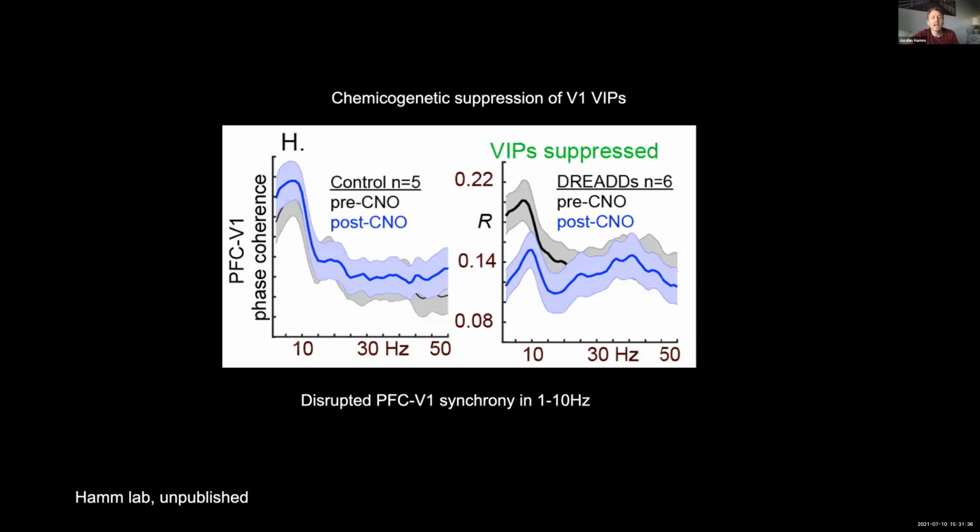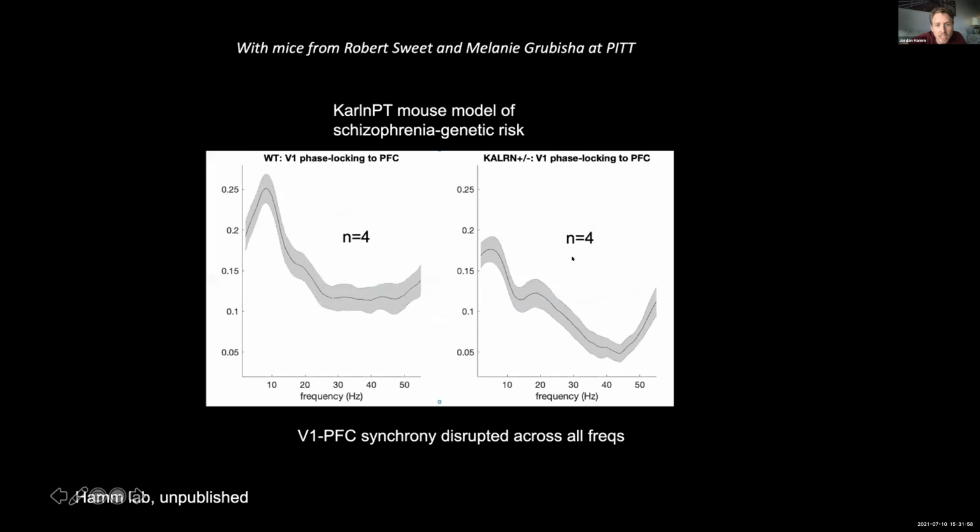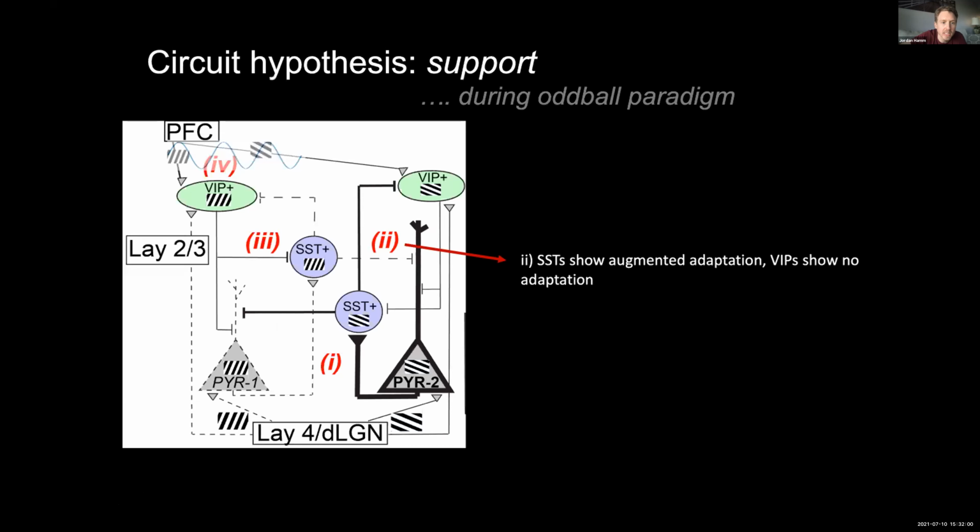And then notably, if we suppress VIP interneurons with chemogenetics, with DREADDs, we actually selectively disrupt synchrony between PFC and VIP interneurons right in that range. So it leads us to believe that this kind of top-down input to V1 may engage VIPs, particularly at theta alpha bands.